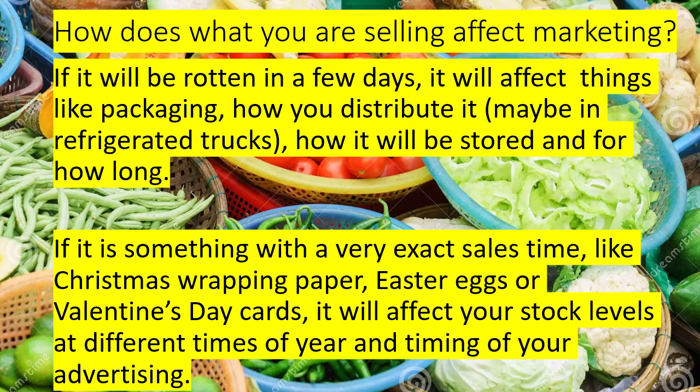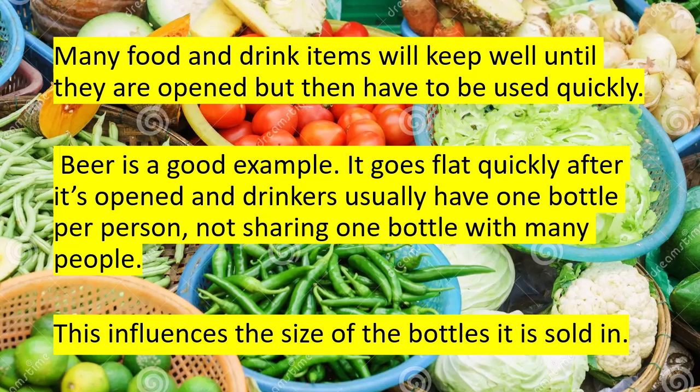How does what you are selling affect marketing? If what you are selling will be rotten in a few days, it will affect things like packaging, how you distribute it, maybe in refrigerated trucks, how it will be stored, and for how long. Or it could be something with a very exact sales time, like Christmas wrapping paper, or Easter eggs, or Valentine's Day cards. And it will affect your stock levels at different times of year and the timing of your advertising. Many food and drink items will keep well until they are opened, but then they have to be used quickly. Beer is a good example of this. It goes flat quickly after it's opened, and drinkers usually have one bottle per person, not sharing one bottle with many people. And this influences the size of the bottles it is sold in.